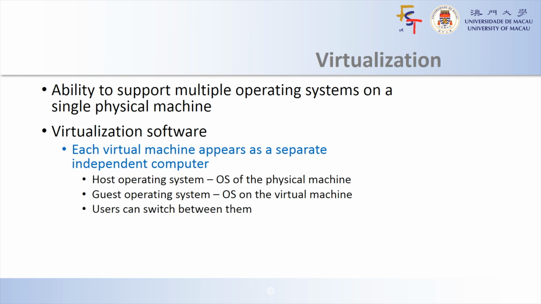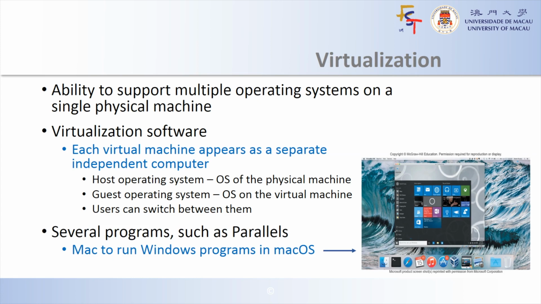The host operating system is the operating system of the physical machine, and the guest operating system is the operating system on each of the virtual machines. Users can switch between the virtual computers and programs running on them. There are several programs that create and run virtual machines, such as Parallels. See at the right side the example of OS X running Windows.